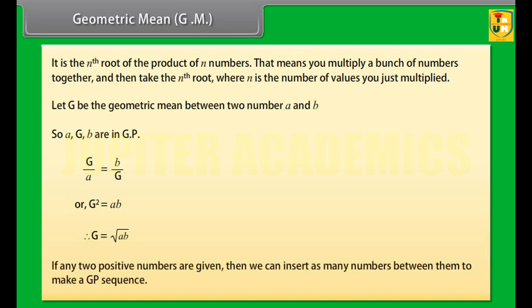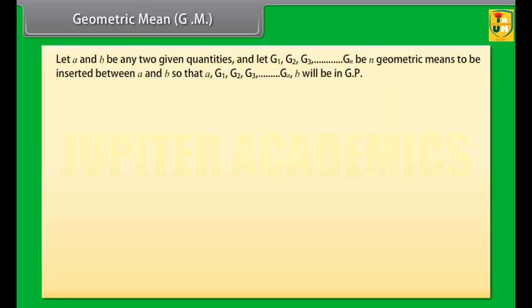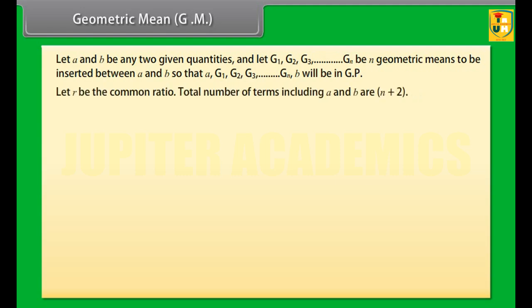If any two positive numbers are given, then we can insert as many numbers between them to make a GP sequence. Let a and b be any two given quantities, and let g1, g2, g3 up to gn be n geometric means to be inserted between a and b, so that a, g1, g2, g3 up to gn, b will be in GP. Let r be the common ratio. Total number of terms including a and b are n plus 2. The last term b is equal to a into r raised to power n plus 1.